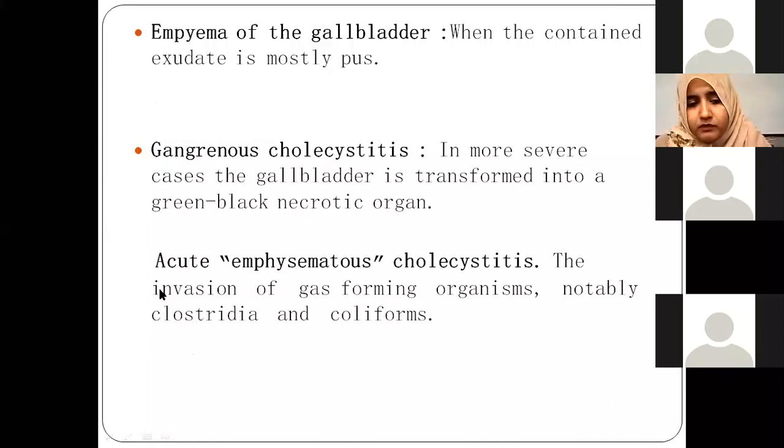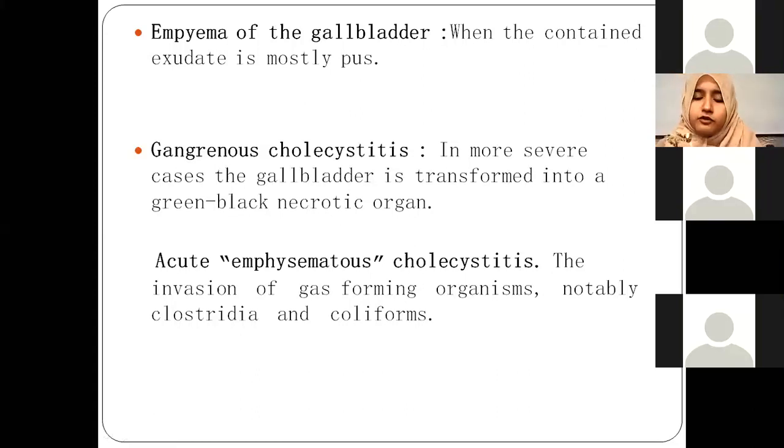Okay. Now the third thing is acute emphysematous cholecystitis. It is the invasion of gas-forming organisms, notably Clostridia and coliforms. If these organisms get into the biliary tree, they can cause acute emphysematous cholecystitis because these are gas-forming organisms. From where does it come?